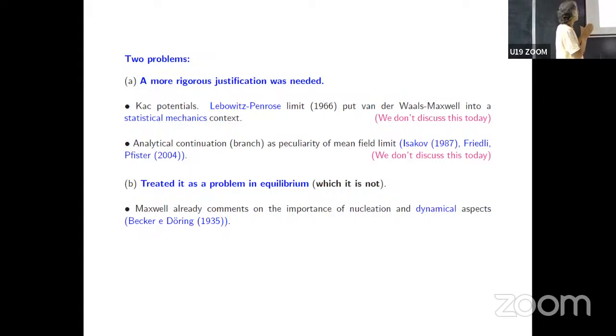And what we are focusing on mostly is this. Since it's not a problem in equilibrium, we should look at it in a dynamical manner. And indeed, Maxwell already comments on the importance of nucleation, how the droplet nucleates, and so dynamic aspects. And there is a theory on that. Mathematically trying to do this microscopic description was in the 30s.